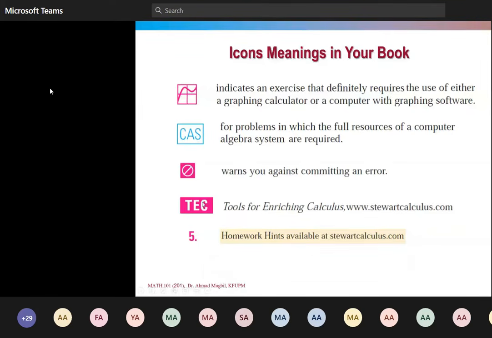And also, when you have a number, usually the numbers of the exercises are black. If you have one in red, it means that there are hints for this question available on the website of the book. This usually will be available for you through WebAssign. They will activate it, I think, soon if it is not already.